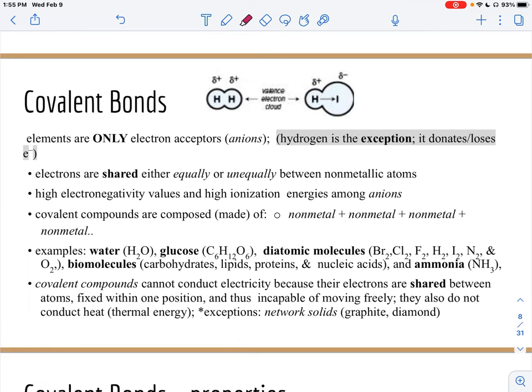There are exceptions that are network solids: graphite, diamond. Again, network was more like that crystal lattice thing where you have an atom here, here, here, and they're all connected. And there are two types of covalent bonds. There's molecular covalent, which would mean you would have an atom like that, and then over here again. Okay, and network. Network also has those types of bonding. Molecular is easier to dissolve in water, network is not.